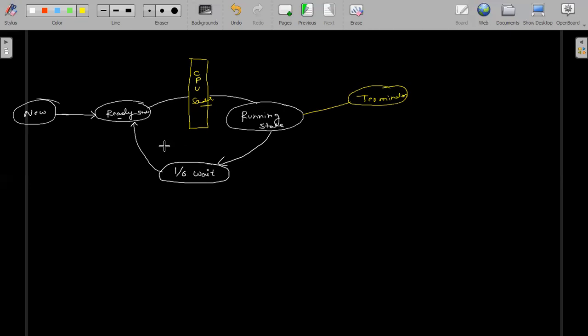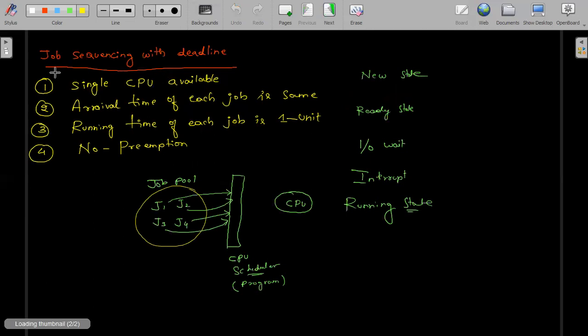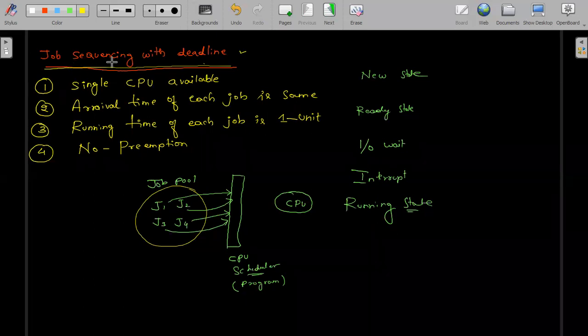So why am I talking about all these things? What we are looking at here is job sequencing. How to give the jobs to the CPU in an order, what kind of sequencing order you have to give, all those things we have to understand. Again with the deadlines, every job is going to have a deadline. Please understand these two things.